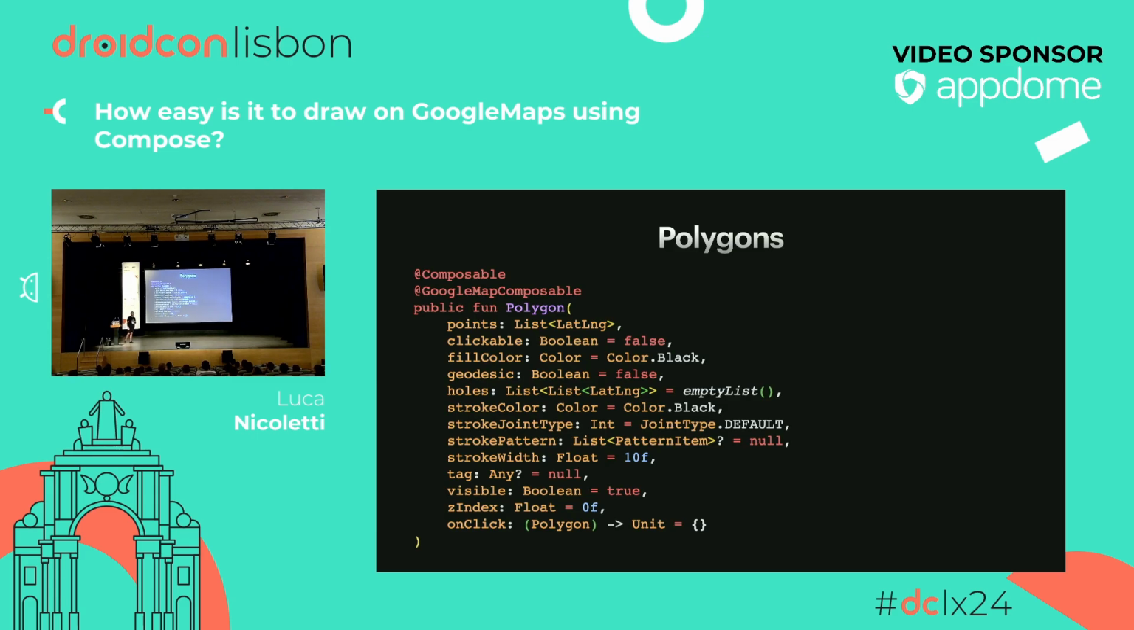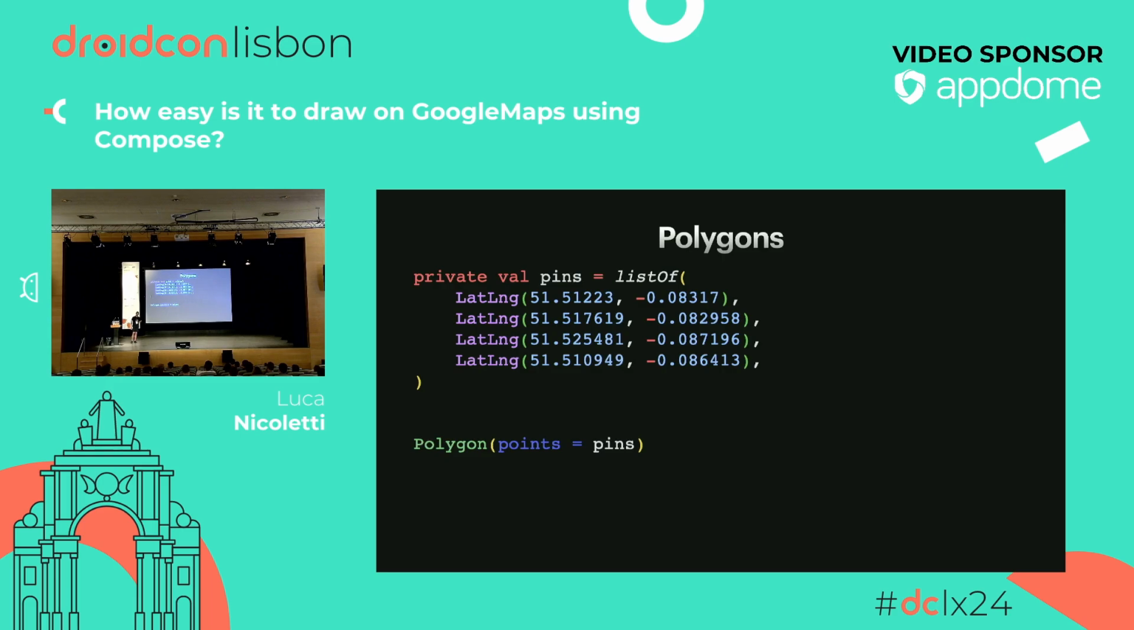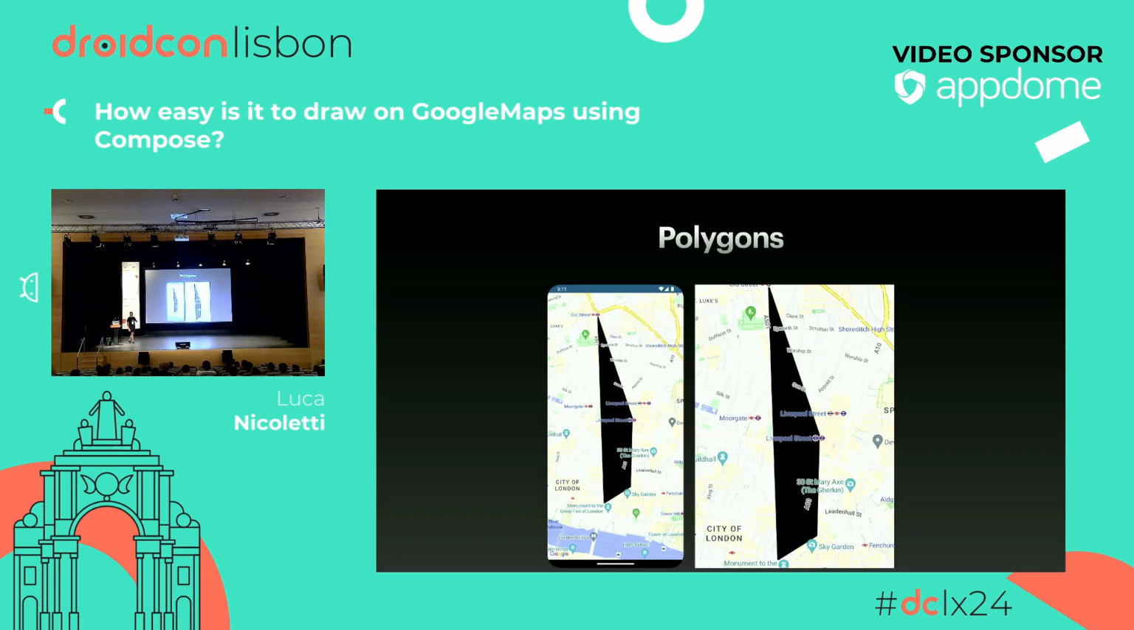Polygons and polylines are really similar. There are just a few differences. Again, just one parameter is required, which is the points. That is a list of latitude and longitude objects. And if you just define a list of points and provide it to the polygon, you will see a polygon on the map. You don't need to specify a duplicate point, because the polygon composable function will close the polygon for us. So you can use a set of points and it will be closed.